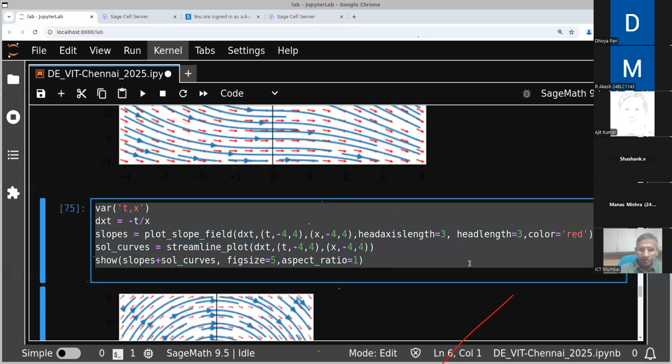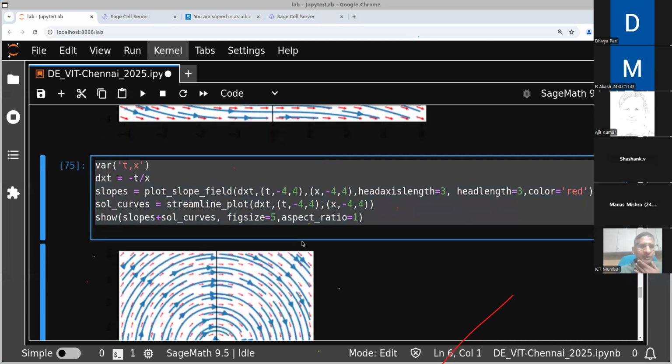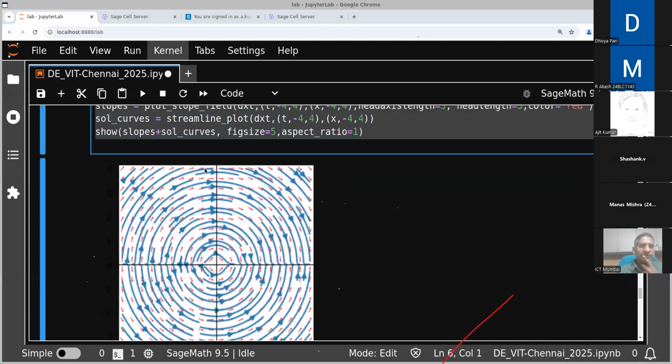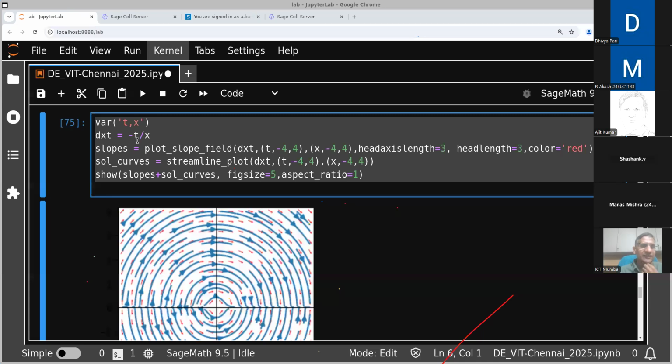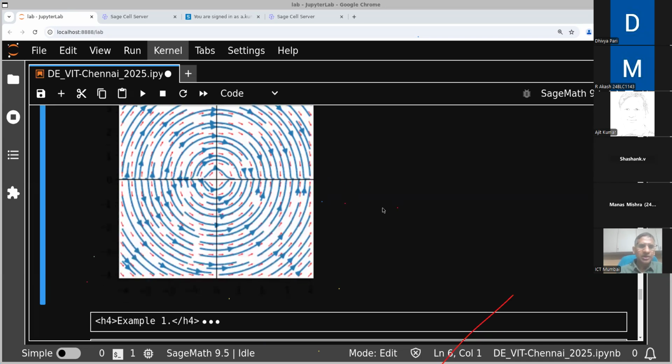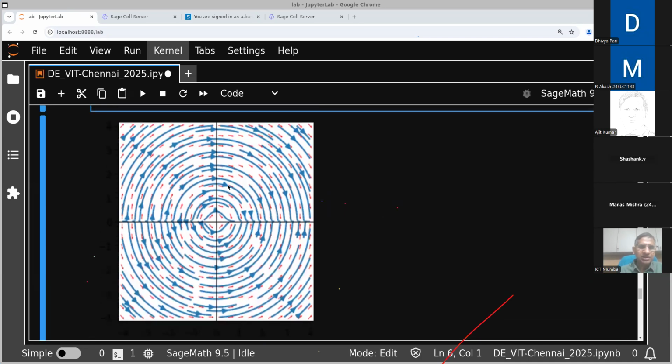Now here, let me ask a question. For example, here, what is my differential equation? The differential equation is dx by dt is equal to minus t by x. Very easily you can solve. But if you look at the solution curve, can you guess what the solution should be? What kind of slope field are you getting? What are the solution curves here? What kind of solution curve do you think this is?